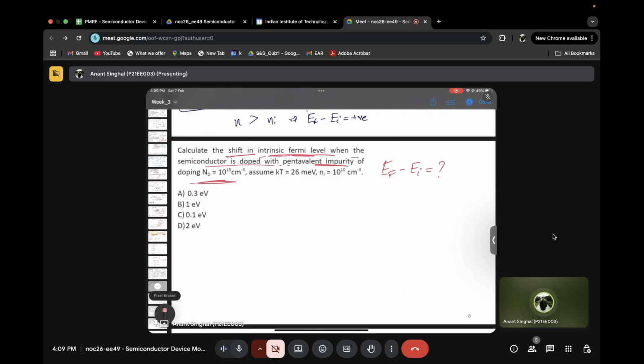It's pentavalent, which means it is n-type, so I can use this formula: n is Ni exponential of (EF minus EI) over KT. Everything is given. You just need to put it in the formula. Quickly let me know the answer. Maybe you can take two to three minutes and then let me know.